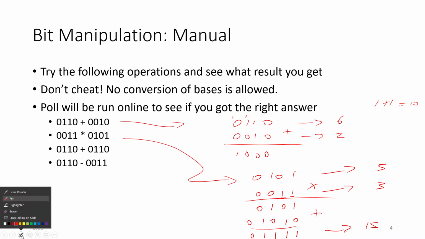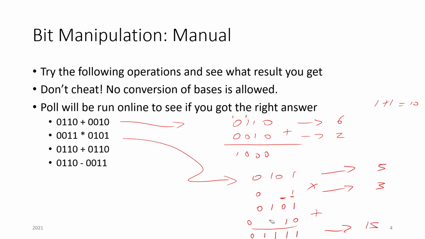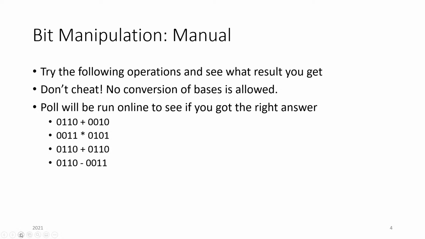So I'm just going to clear the slide here for us to do the next two operations. The erase all link on the slide, right? Nice. So let's do this one here, which is 0, 1, 1, 0 and 0, 1, 1, 0. And let's just add the two together.